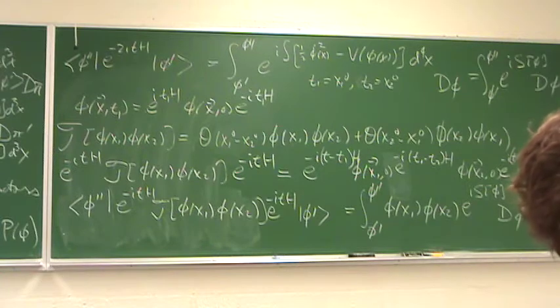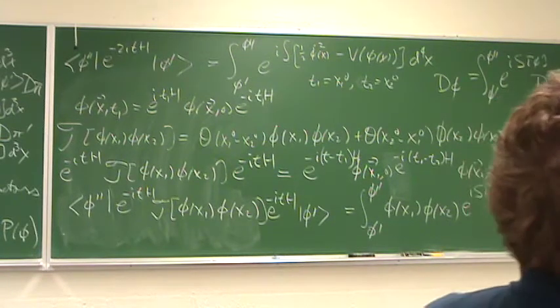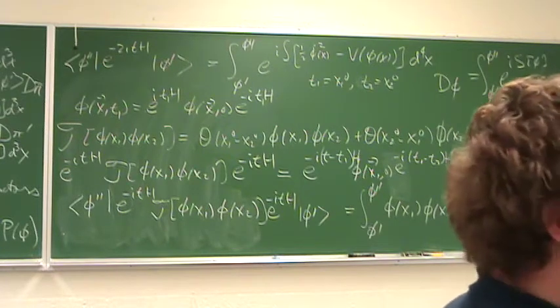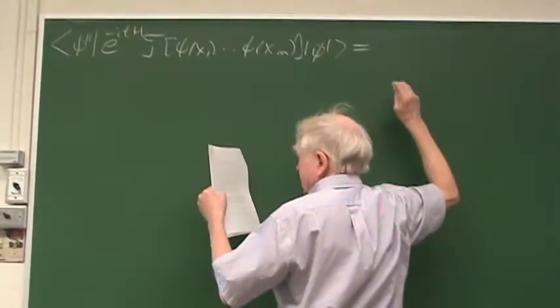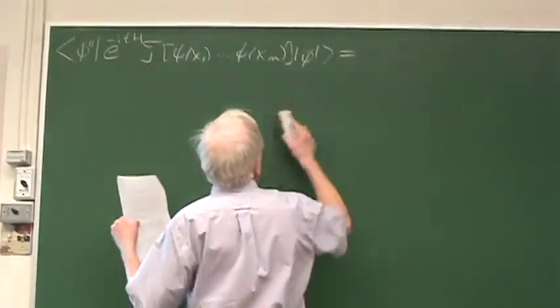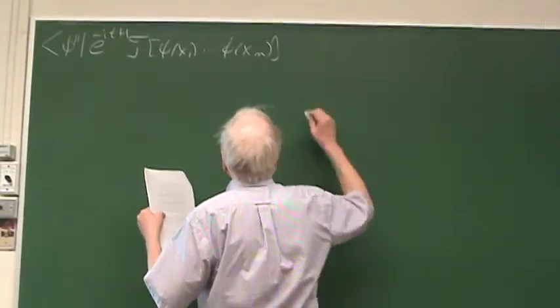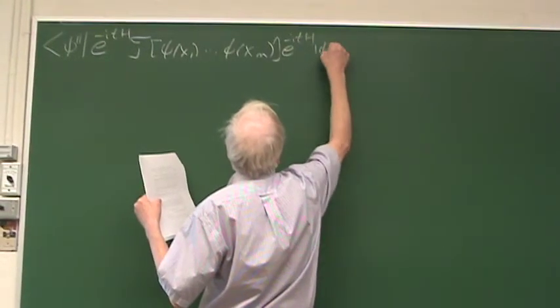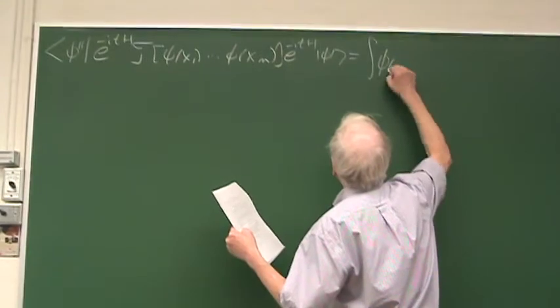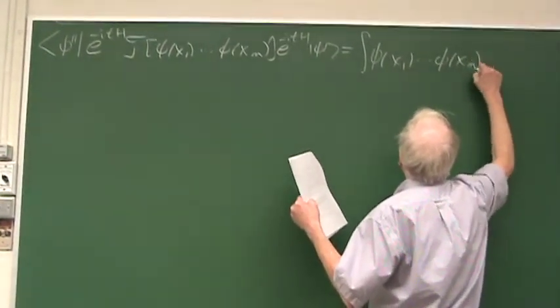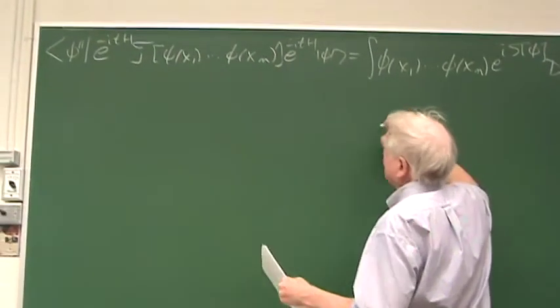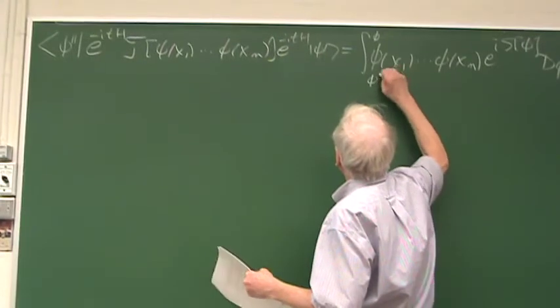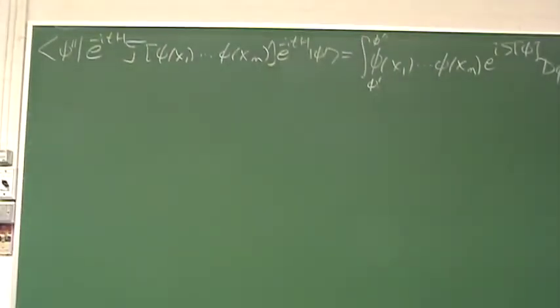And there's an obvious generalization of this. Phi x1 dot dot dot phi xn, phi prime, is, whoops, so this will then be an integral of phi of x1 ... phi of xn e to the iS of phi, D phi. And again, maybe I should have written phi prime, phi double prime. I suppose I should have put that in.